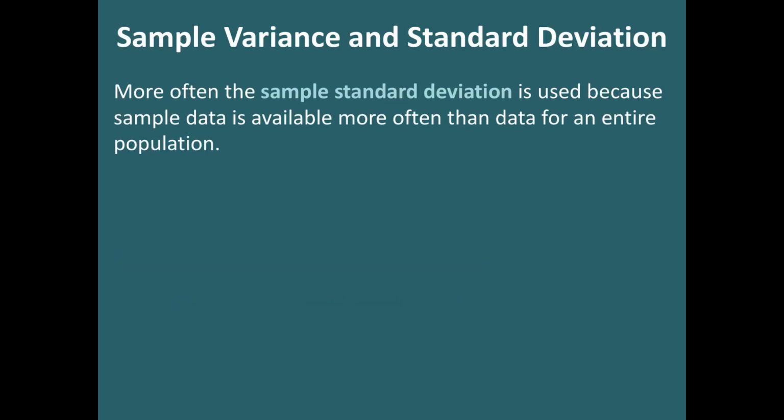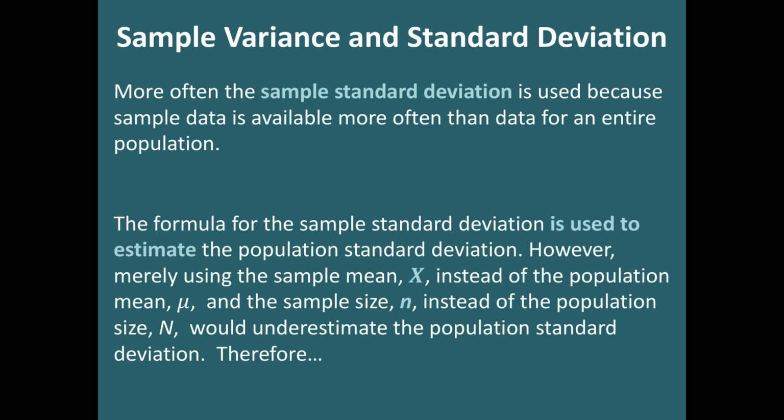More often, the sample standard deviation is used because sample data is available more often than data for an entire population. The formula for the sample standard deviation is used to estimate the population standard deviation. However, merely using the sample mean, which is x bar, instead of the population mean mu, and the sample size lowercase n instead of the population size capital N, would typically underestimate the population standard deviation.